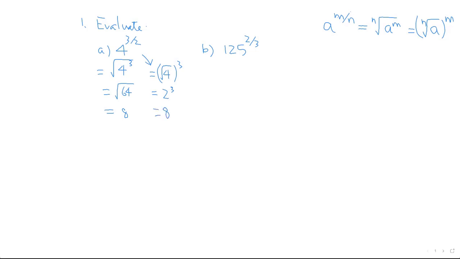And very similarly, here we can first take the cube root of 125, and then the numerator of the exponent is 2, so you raise to the second power, or squared. That is 5 squared, which is 25. So this is what a rational exponent means.